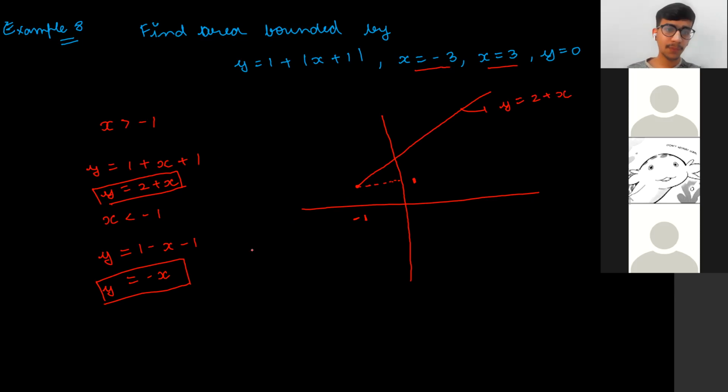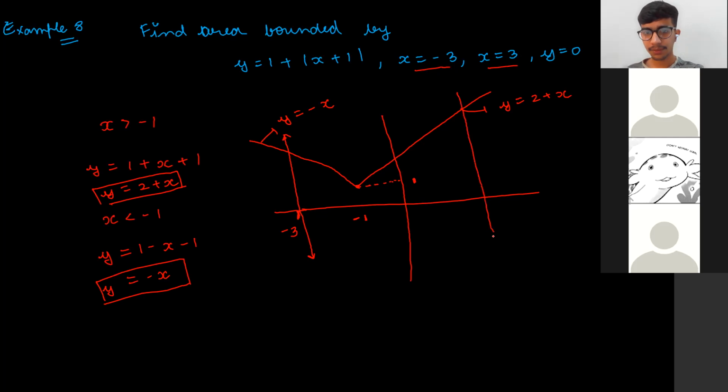After this, before -1, we have y is equal to minus x. That means the line is like this. So this line is y is equal to minus x. Also, we are given 2 more lines, that is x is equal to -3. So x is equal to -3 is this line. And x is equal to 3 is this line. And also we are given y is equal to 0. So y is equal to 0 is of course the x-axis.